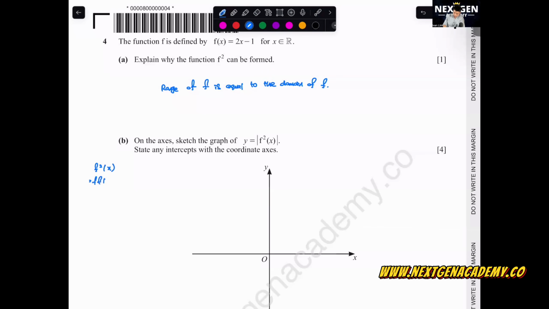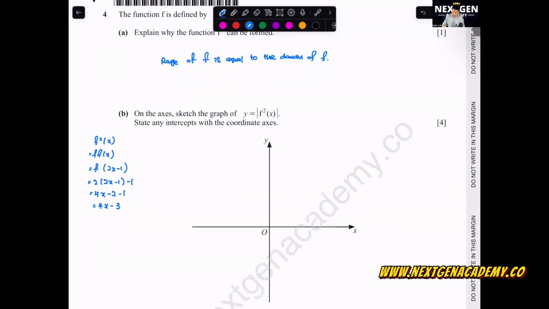Is f(x). f(2x minus 1), which is 2 times (2x minus 1) minus 1. 4x minus 2 minus 1, which is 4x minus 3. Okay, from here, now we want to sketch out y equals 4x minus 3. When we do this, don't go and straight away apply the modulus. Your calculation, you do based on the original one first, then later only apply the modulus.